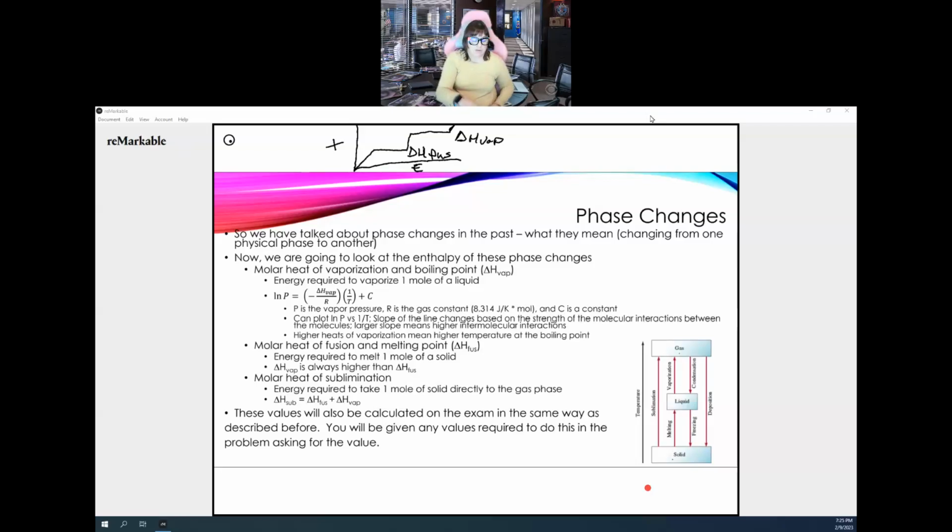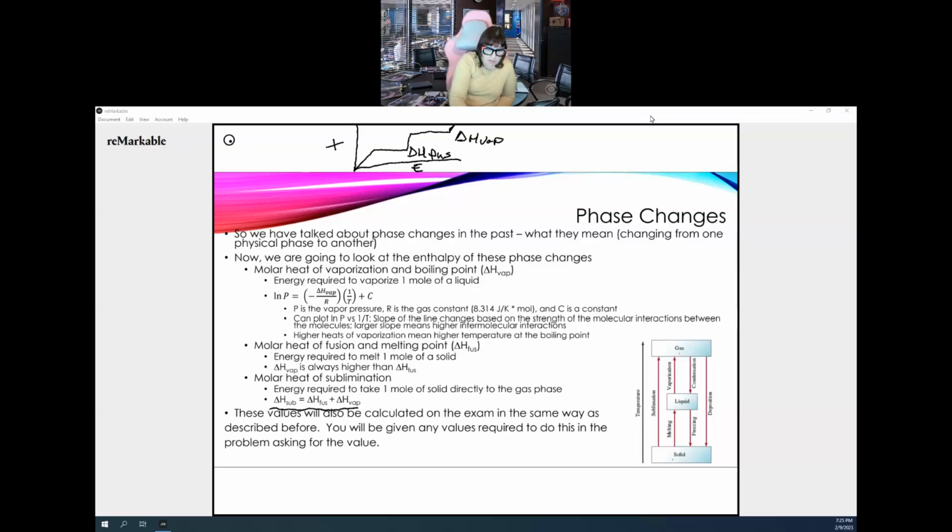If I know the value of delta H to go from a solid to a liquid, and I know the delta H to go from a liquid to a gas, I should be able to add those together to get the energy it would take to go from a solid directly to a gas. I can see that the delta H of sublimation is equal to the delta H of fusion plus the delta H of vaporization. They're additive in the same way that we've talked about with other things.